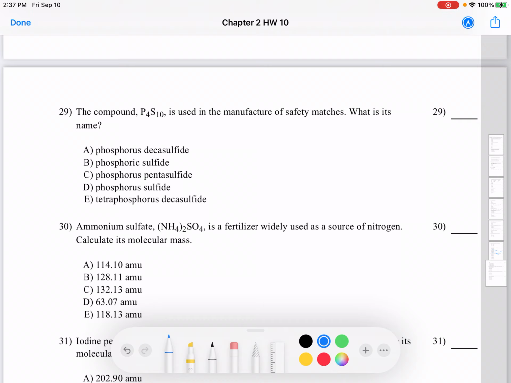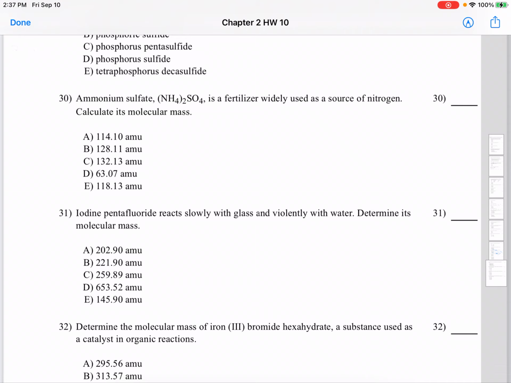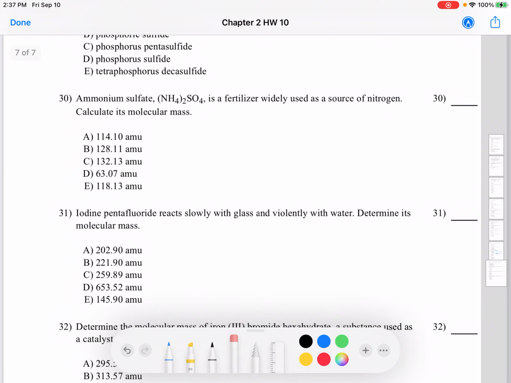Sulfur by itself, when it becomes an ion, that's sulfide. So, tetraphosphorus decasulfide. Okay. And then the next one, ammonium sulfate. You have to calculate its molar mass or the molecular mass. How do you calculate the molecular mass? Normally, you take the numbers from the periodic table.